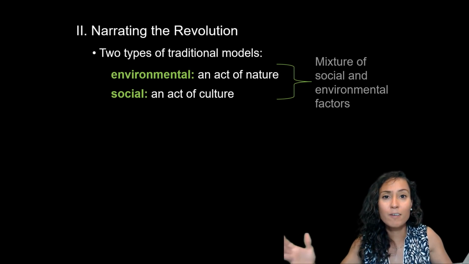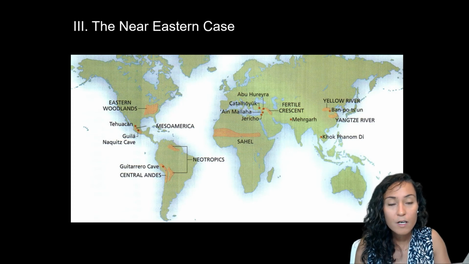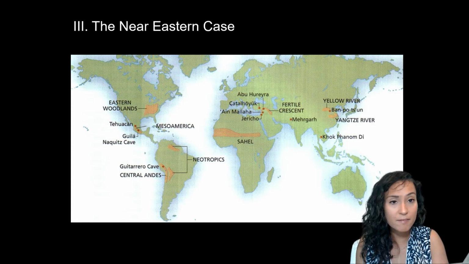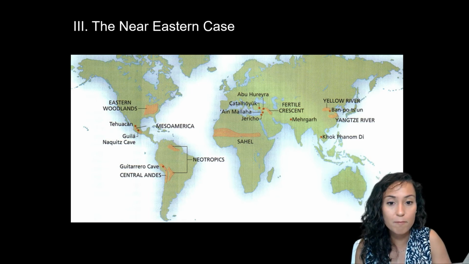So where did agriculture first develop? Food production began at different times in various parts of the world, but the earliest evidence for the manipulation of plants comes from Southwest Asia, or what has been called the Fertile Crescent.